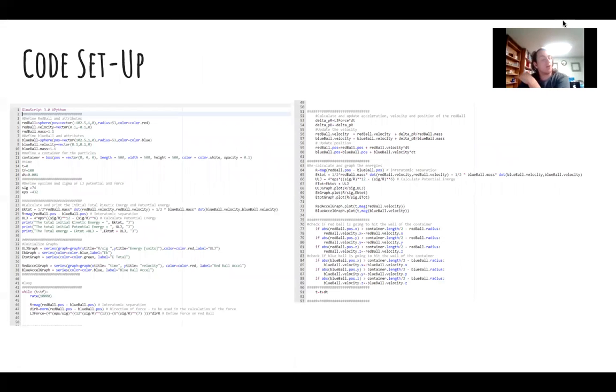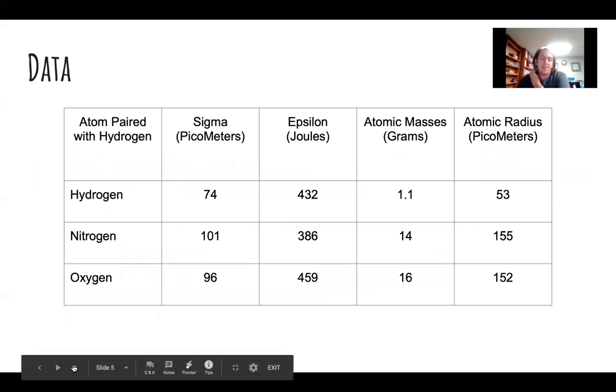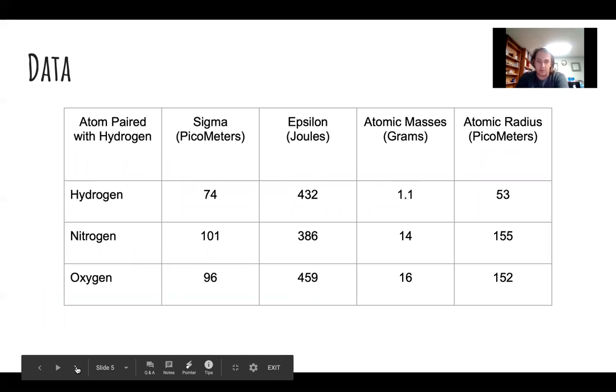This is simply the code we used to find our outputs. These are the numbers we put in. Sigma is measured in picometers and is the distance between the two atoms. Epsilon is measured in joules and is the depth of the well, or the energy that it takes to break the bonds. Atomic mass is just the weight in grams of the substance, and atomic radius is measured in picometers and is just how large it is.